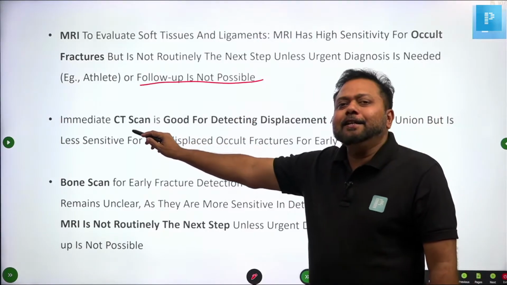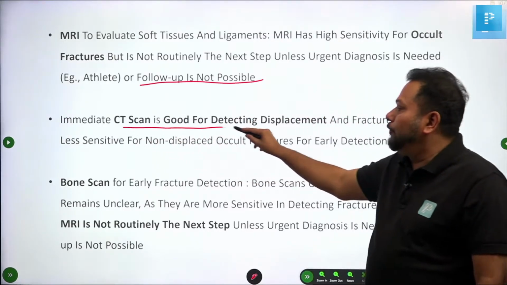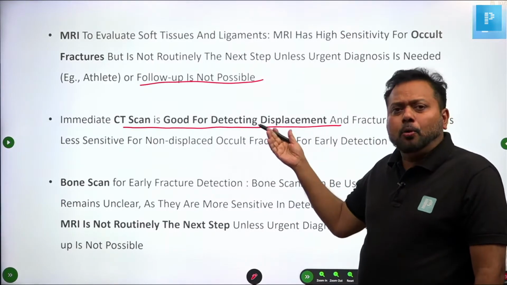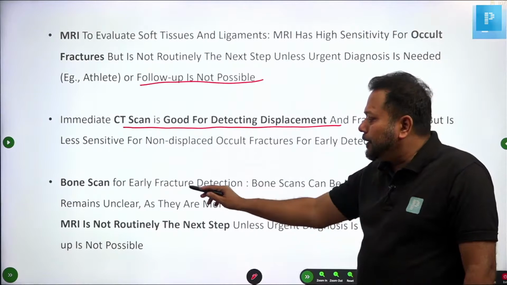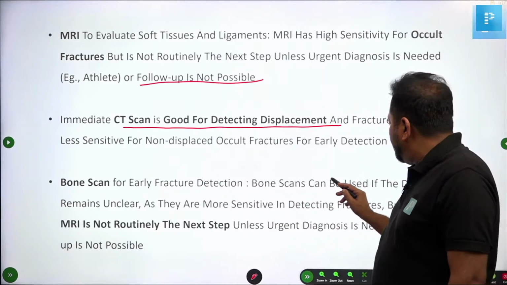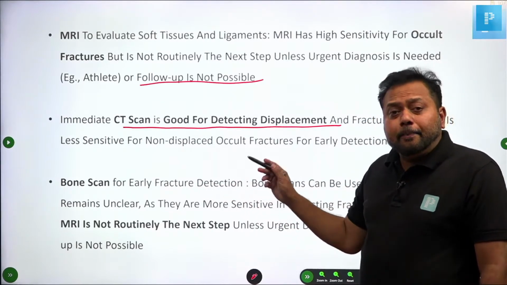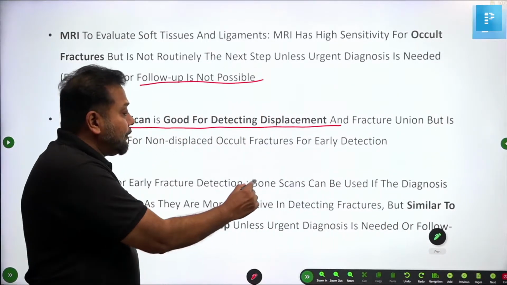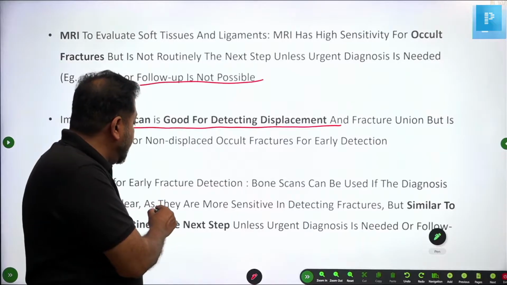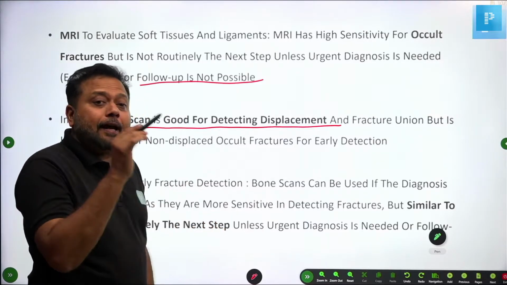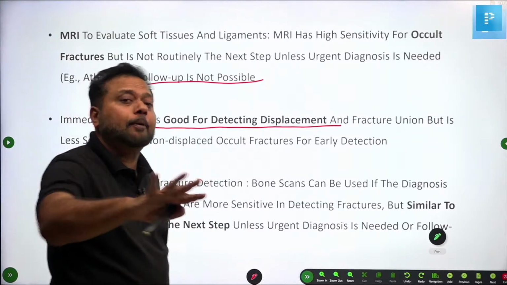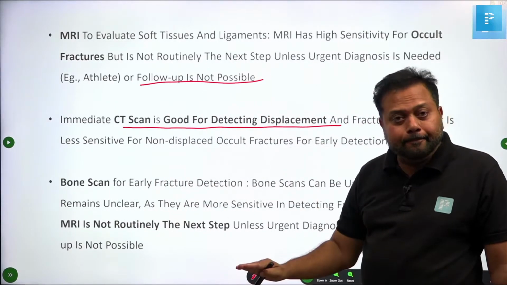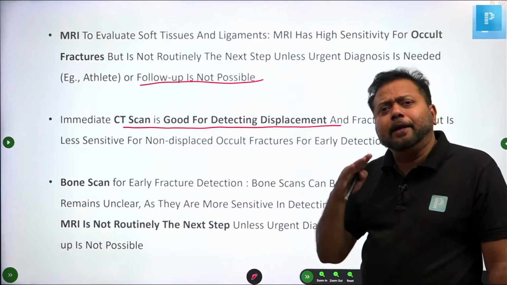Then you see CT scan, what is the role? CT scan is good for detecting displacement. A displaced fracture it will show, otherwise it won't show. Bone scan is for early fracture detection. Bone scan can be used in diagnosis when the diagnosis remains unclear, as it is more sensitive in detecting fractures, but similar to MRI, it's not routinely used as the next step unless the diagnosis is very urgent or follow-up is not possible. There is no doubt MRI will show you very early, and bone scan will show you too. The problem is it is very expensive.